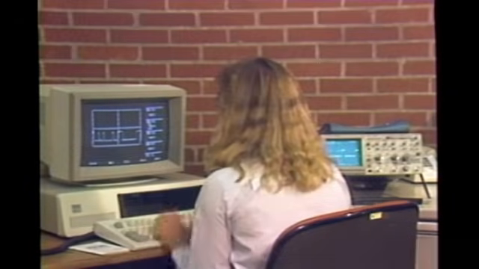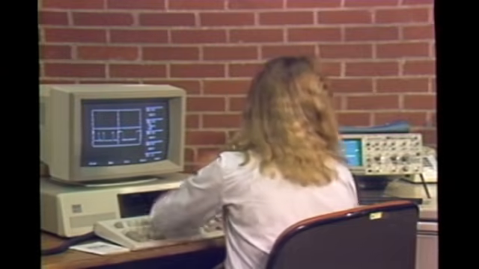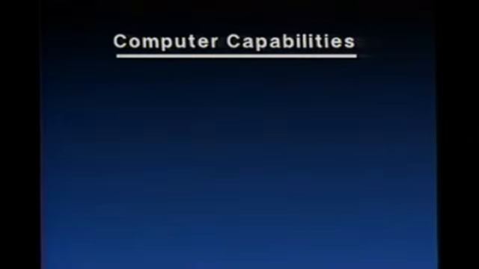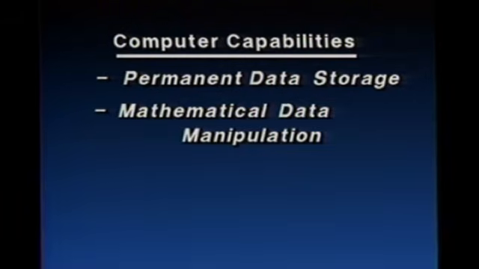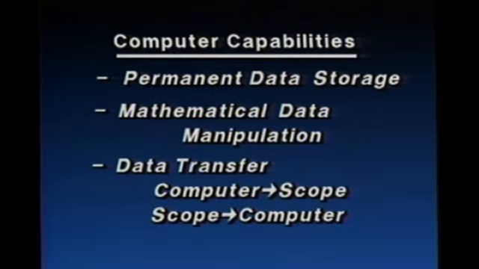Once waveform data has been transferred to a computer, three powerful things can happen. The data can be stored in some sort of permanent storage medium, such as magnetic disk. The data can also be manipulated mathematically by any number of software programs. Previously stored, manipulated, or mathematically generated data can be transferred back to the scope.